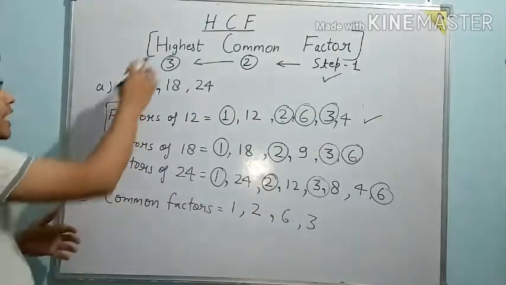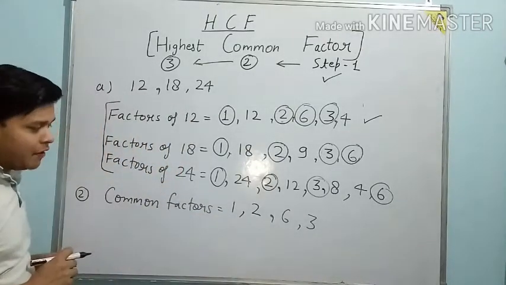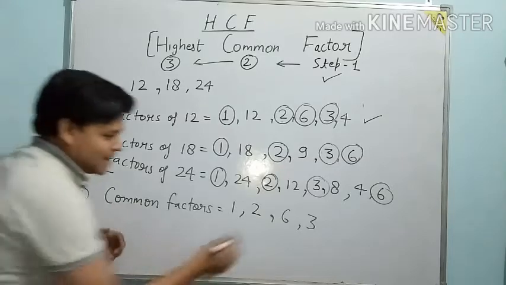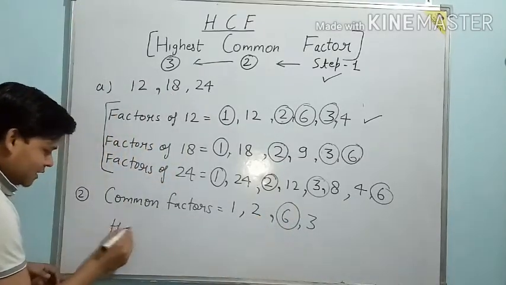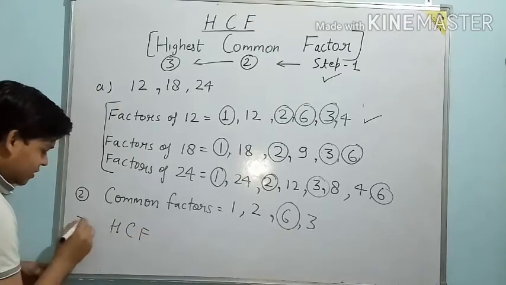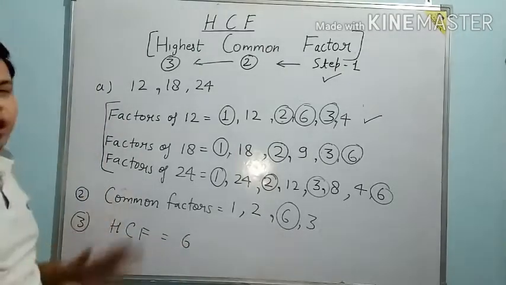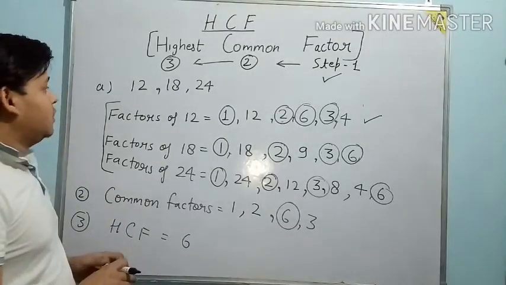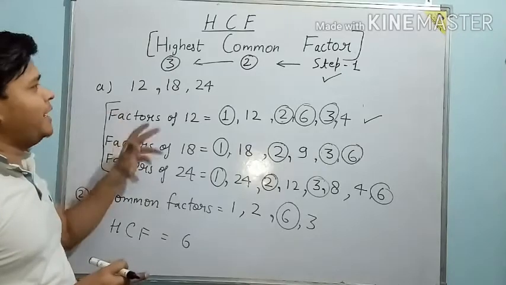So once again the last step is highest. Choose the highest factor from all these given factors, as we can see, which is 6. So finally the third step is HCF, that is 6. I hope you all have completed this and must have understood the method of finding the HCF.